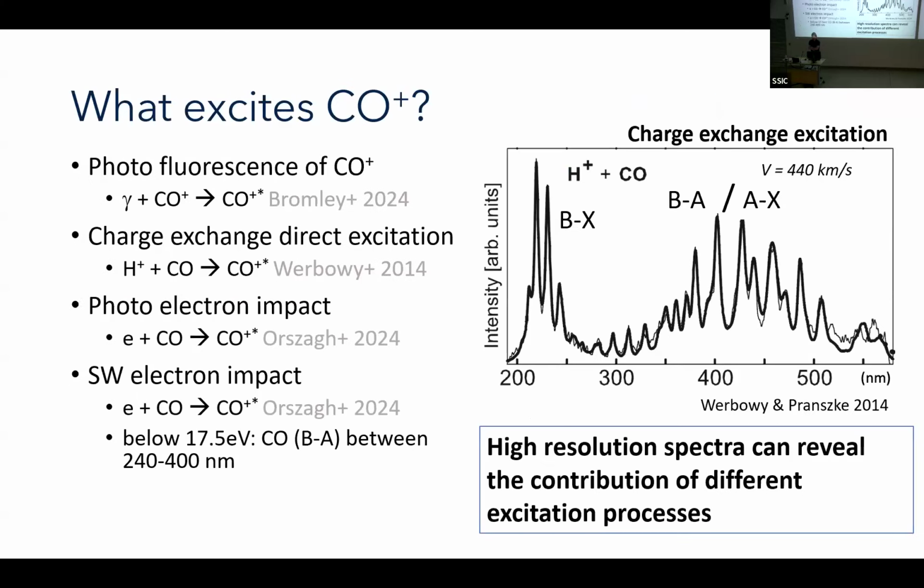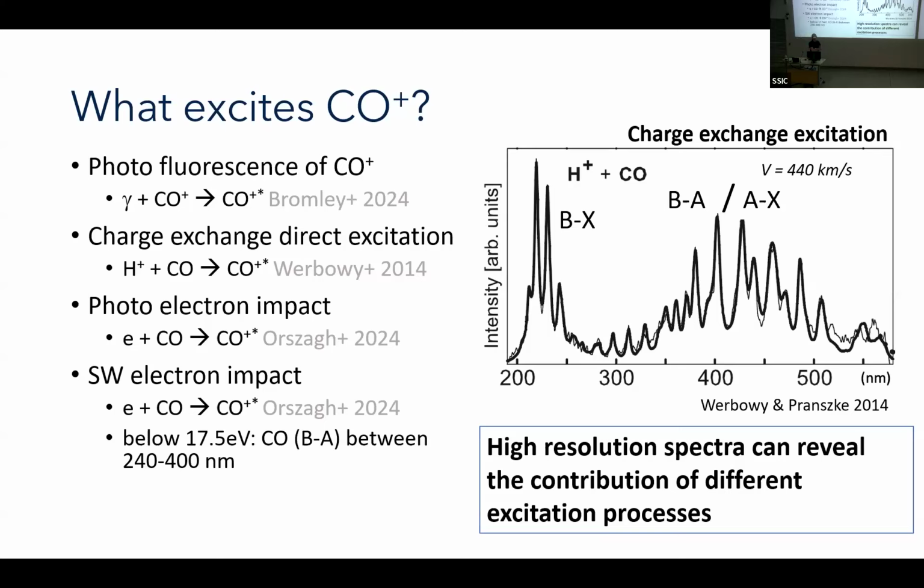Here's a summary of the different atomic physics processes that you can use to excite a CO+ molecule. First of all, you can have fluorescence. Fluorescence is the main process where most cometary molecules emit light. You absorb a photon from the sun, you absorb sunlight, and you re-emit it.